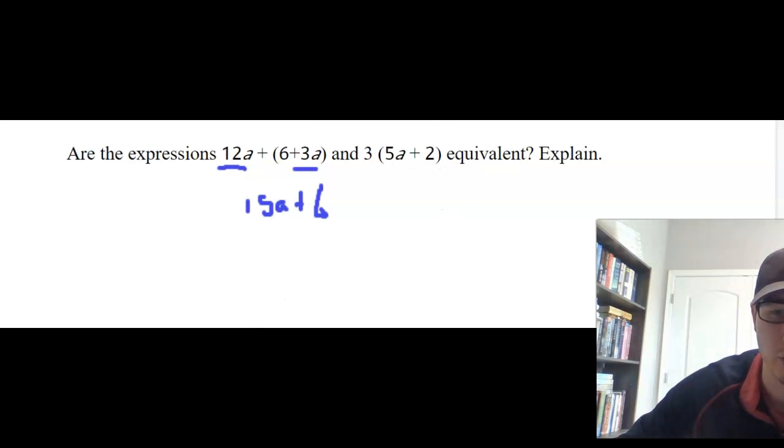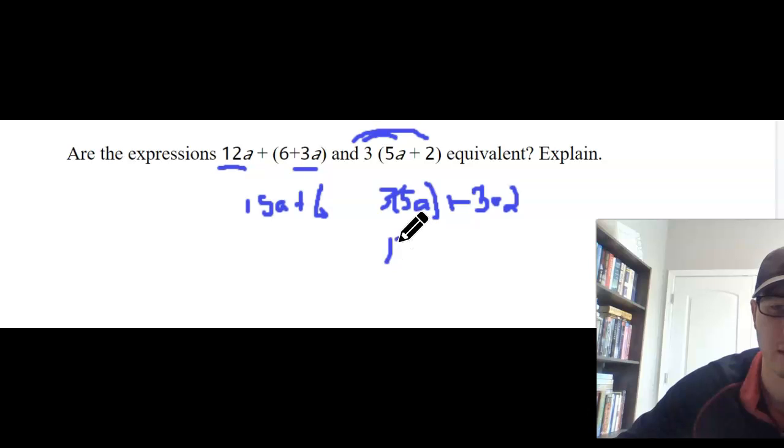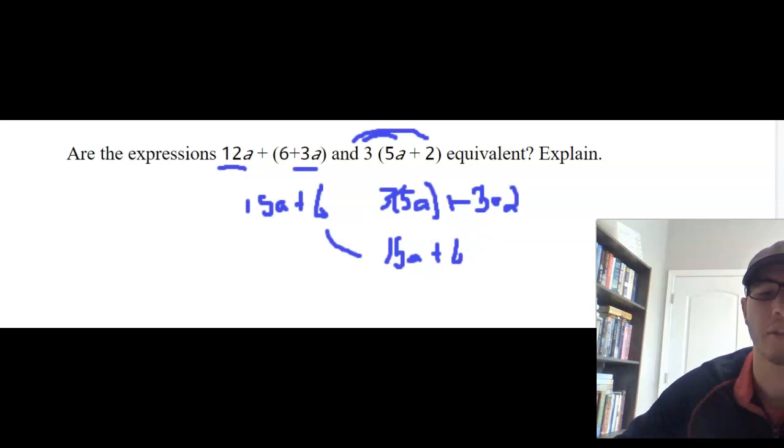And in this expression, we can use the distributive property to distribute our 3 to the 5a. So that's 3 times 5a. Then distribute the 3 to the 2. So that's going to be a plus sign, 3 times 2. Simplify it more, that's 15a plus 6, which these are the same. So these two are equivalent expressions.